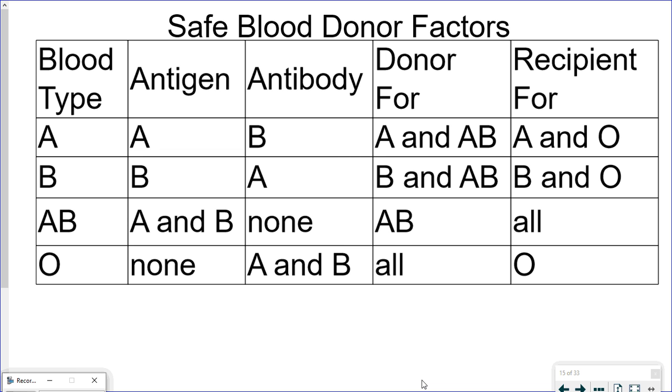Whereas if you have O blood, you don't have any antigens present, but you have antibodies for both A and B blood. So you're what we call the universal donor. Anyone can take your blood because there are no antigens on the blood cells, but you can only receive blood from someone else who is also O.